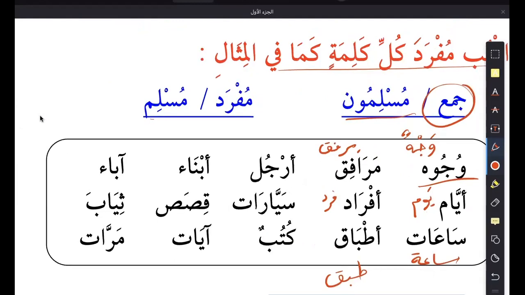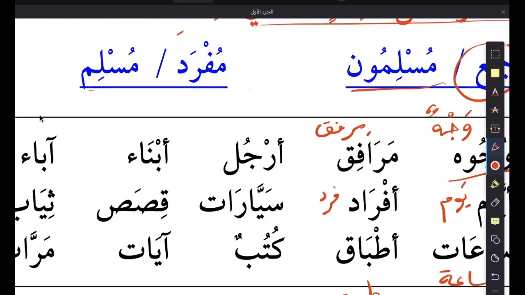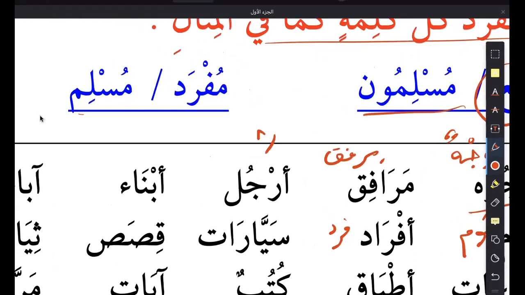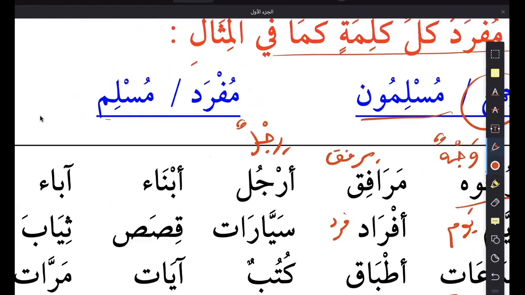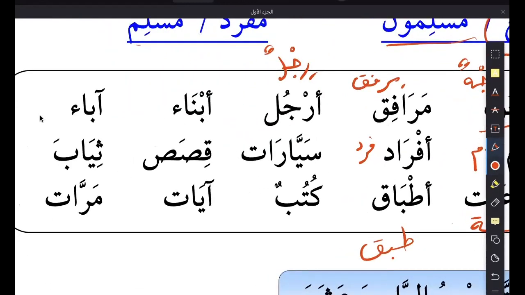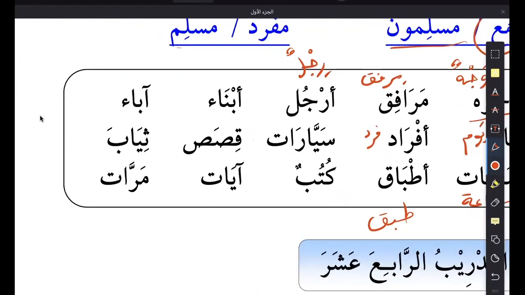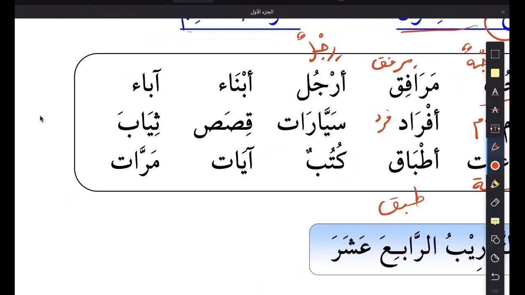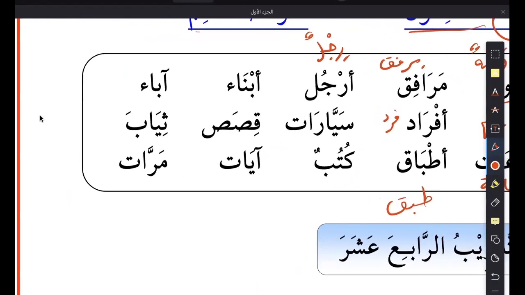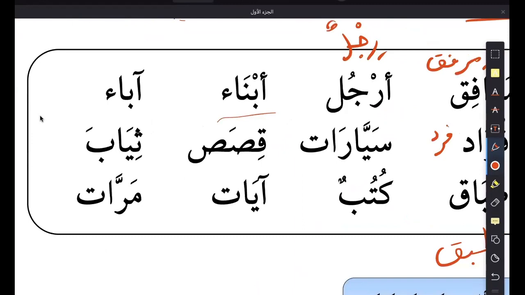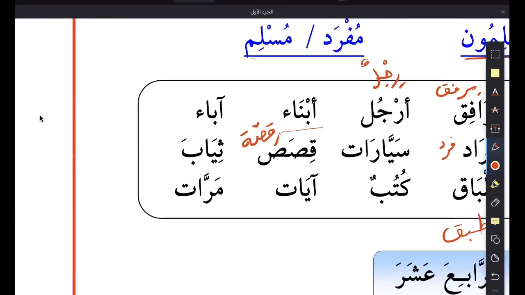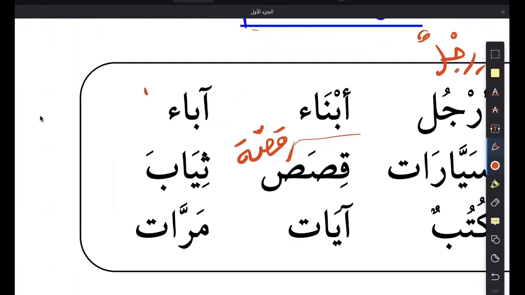Okay, arjul. What is arjul? Arjul is legs. So rijl. Rijlun. Be careful, if you put a fatha, then it would mean something else. It would mean rajul. Rajul means man. Sayyarat is the plural of sayyara, car. Kutub is a plural of kitab, which is a book. Abna is a plural of ibn, which is a son or a child. Qisas is plural of qissa. Okay? Qissa, which is story. Ayat is a plural of ayah, verse. Aba is a plural of ab, father.